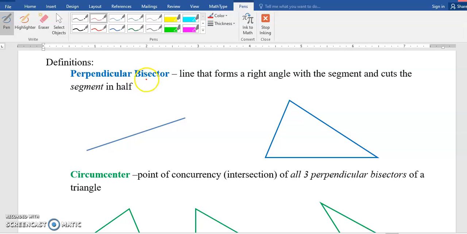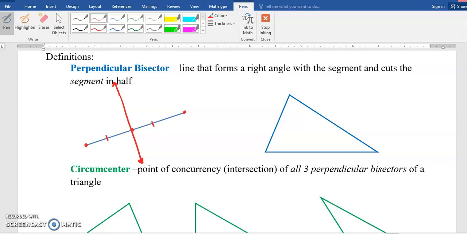So first of all, we're going to talk about perpendicular bisectors. If we have a segment right here, a perpendicular bisector is going to form a right angle and it's going to cut it in half. So it bisects it and it's perpendicular. Then you have to remember that this goes on forever and ever up there. Now a triangle could have 3 perpendicular bisectors in one triangle.